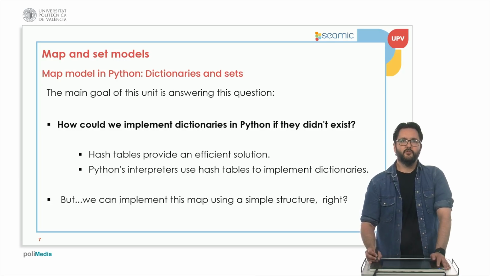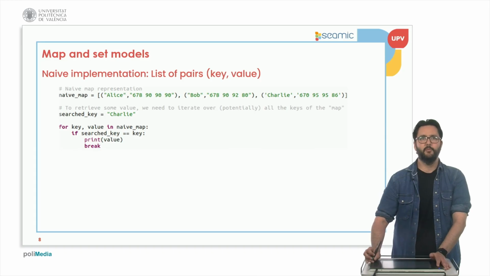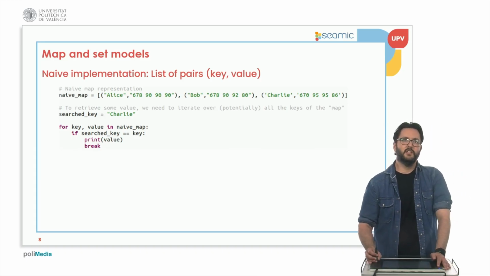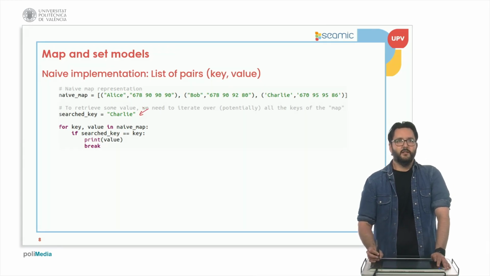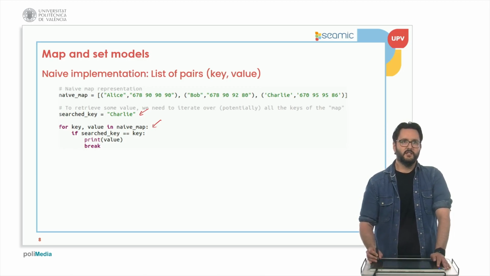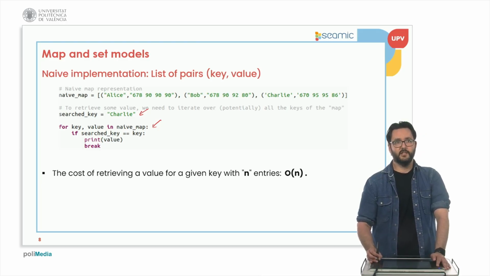But we can implement this map using a simple structure, right? Yes, we can think of a naive implementation using a list of pairs, pairs key value, in this case using the example of the phone book. We have pairs that contain the name and the phone number. We can search for a particular key, and this results in a for loop that will find if the key is in the dictionary and then retrieve the value. The cost of retrieving a value in this structure is linear with the size of the list.